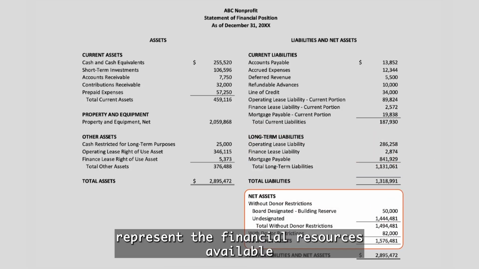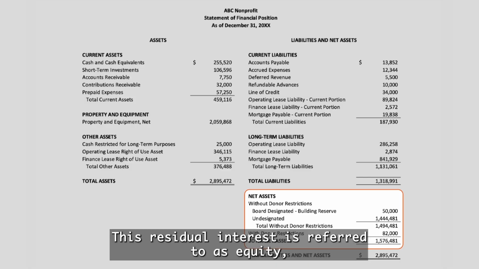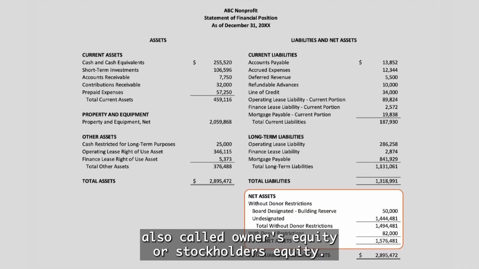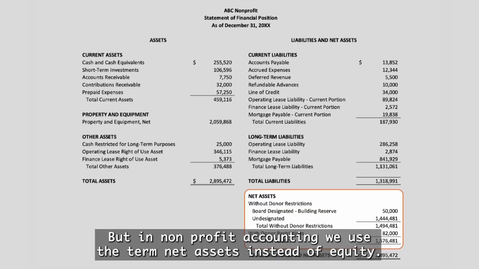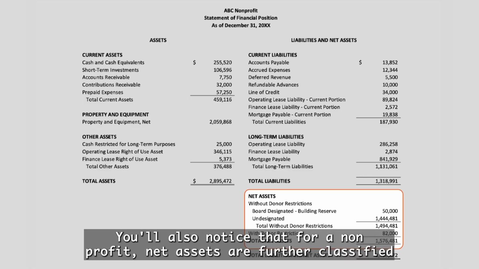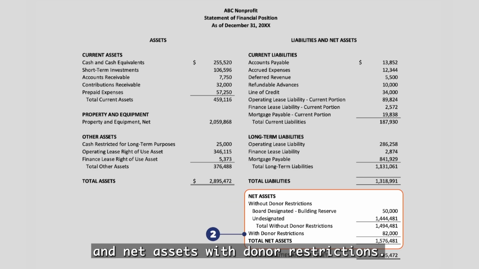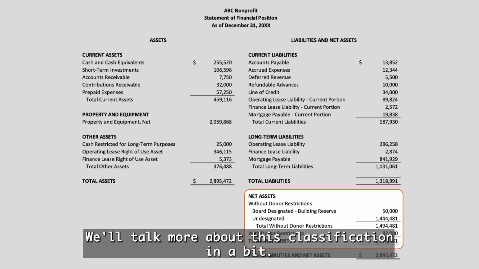Net assets represent the financial resources available after subtracting liabilities from assets. In the for-profit world, this residual interest is referred to as equity, also called owner's equity or stockholders' equity. But in nonprofit accounting, we use the term net assets instead of equity because nonprofit organizations do not have owners or shareholders. You'll also notice that for a nonprofit, net assets are further classified into net assets without donor restrictions and net assets with donor restrictions. We'll talk more about this classification in a bit.